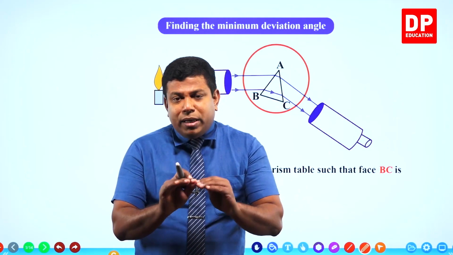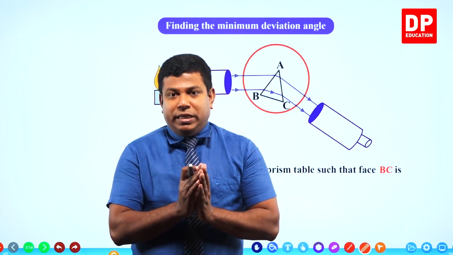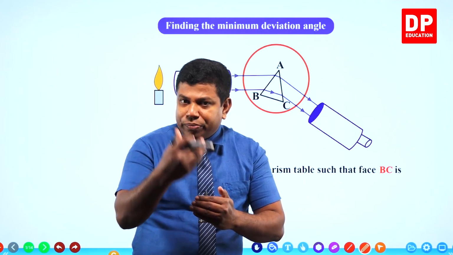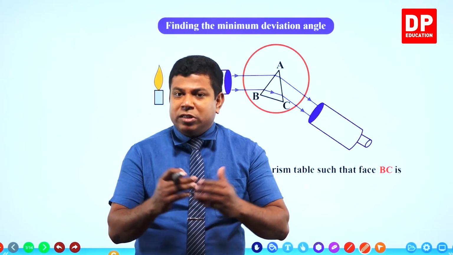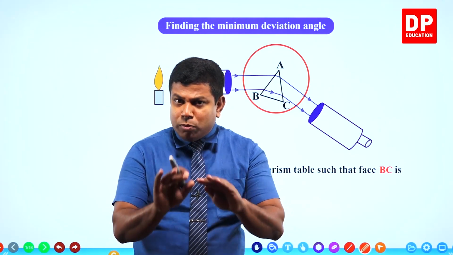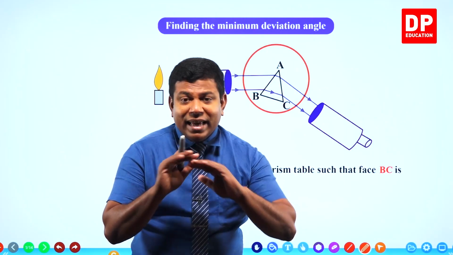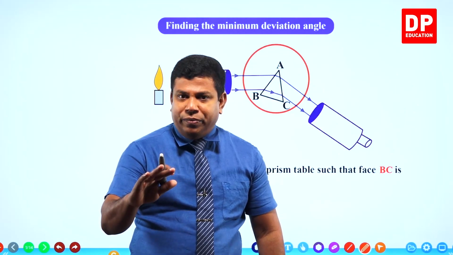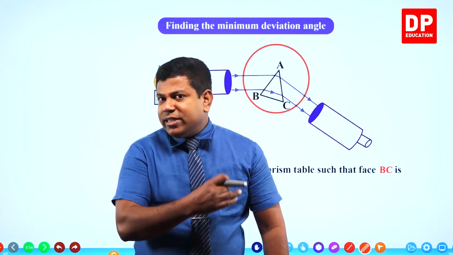Before we start the minimum deviation experiment, we have to calibrate the spectrometer. Since we have done the last experiment with calibration and finding the prism angle, here I am going to assume at this point, the spectrometer has been calibrated. So, we have a spectrometer which is already calibrated. On that calibrated spectrometer, we are going to keep the prism and do this experiment.